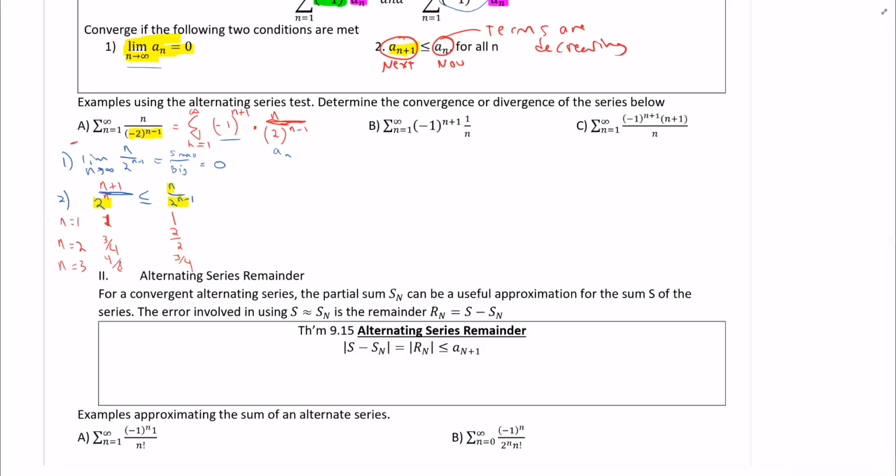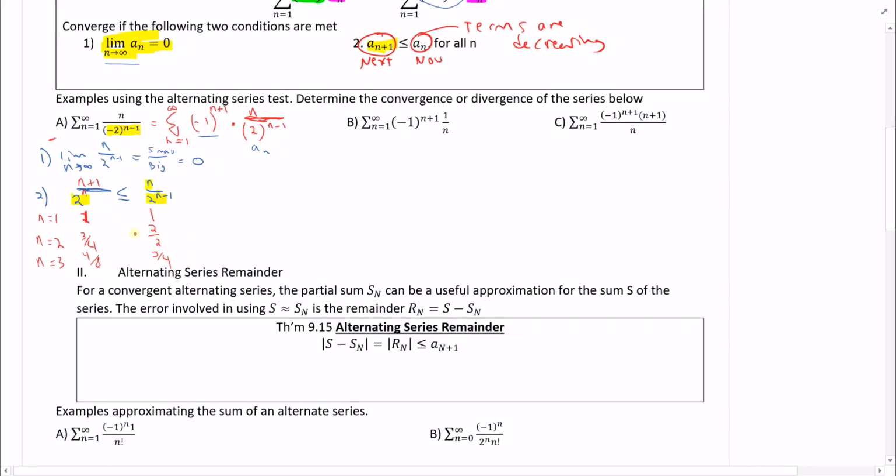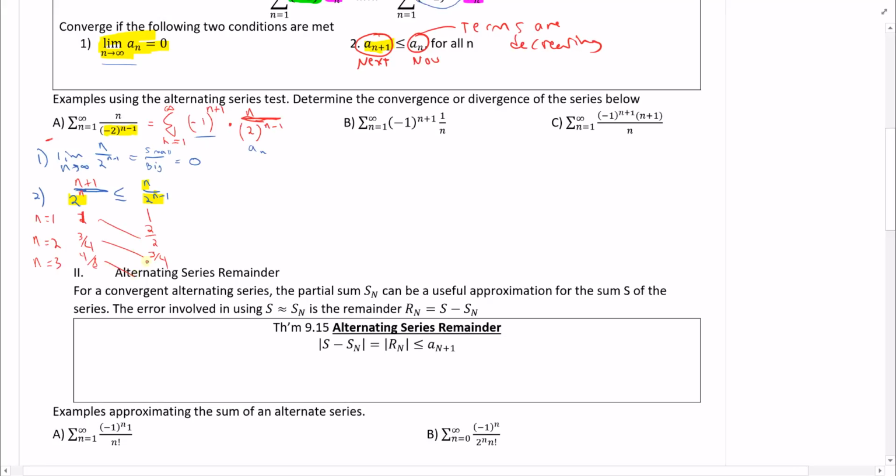And what you should notice is, because we're just doing the next term, the next one here is just going to be this one. So what you can see is all these ones are always smaller than those ones, except for the first one. That's why there's that or equal to bar. And so both conditions are met here, so it will converge. We don't know to what yet, but we know that it converges.